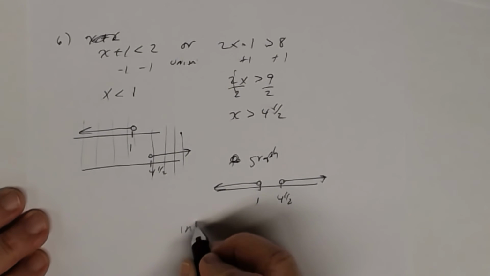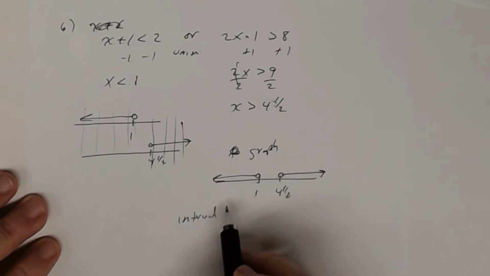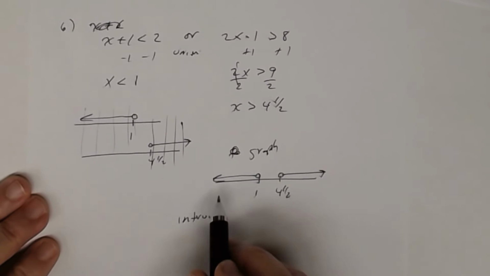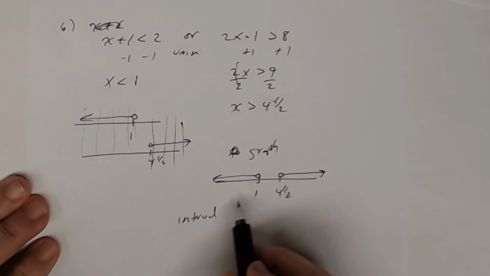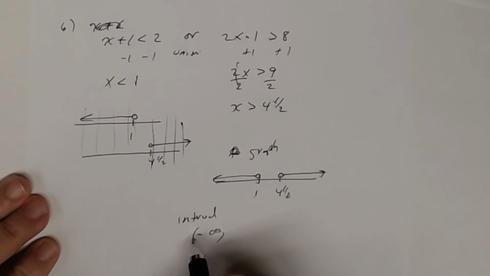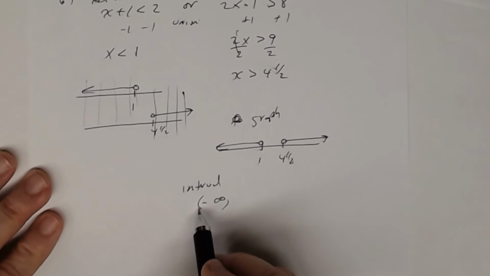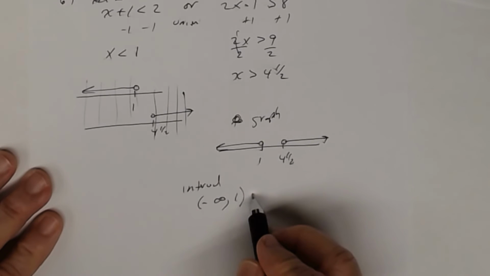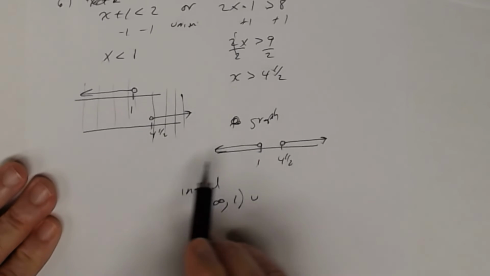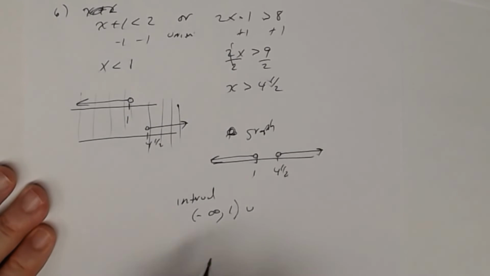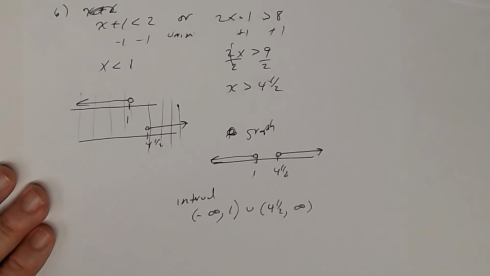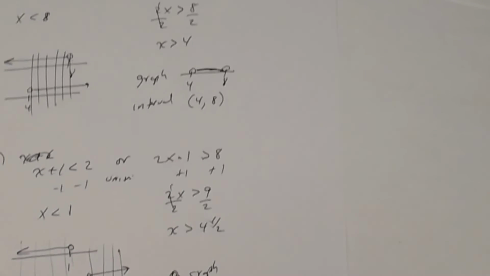Now in interval notation, here's how you have to write this. You're going to see this arrow is pointing towards negative infinity, and this is pointing towards positive infinity. Always go from left to right. So I'm going from negative infinity. Whenever you use infinity or negative infinity, it's always parentheses. So negative infinity to 1, parentheses, because of the open circle, union, and then parentheses 4.5 to infinity. All right, so that's number 6.